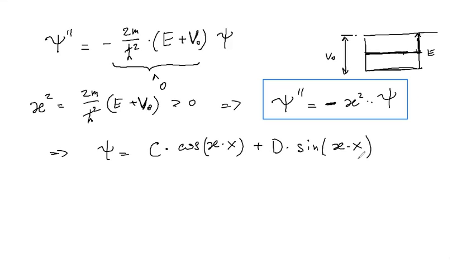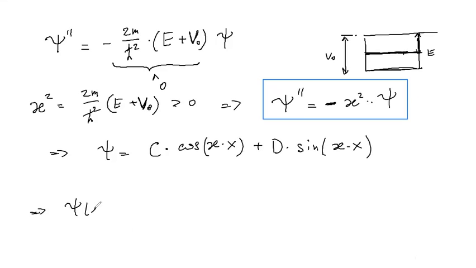So what do I know, and what don't I know in this solution? Well, apparently coefficients C and D can be any. It's a general solution. Kappa I don't know, because kappa depends on energy, and we don't know the energy. But technically, I solved the problem.